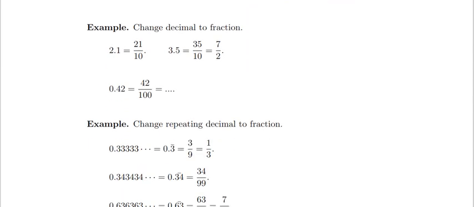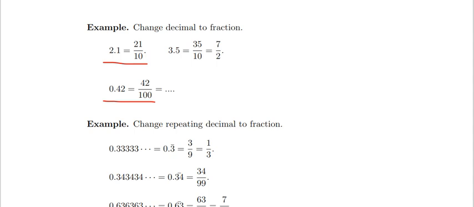Okay, so changing a decimal to a fraction, we just say 2.1 equals 21 over 10. So we just put the denominator as 10 or 100, right?